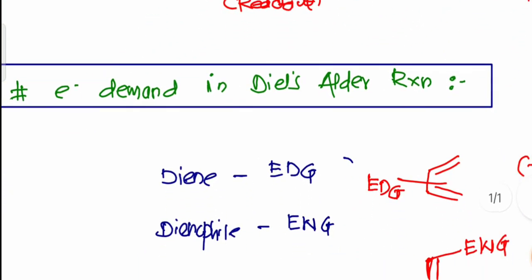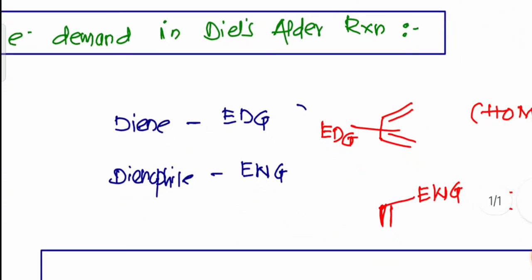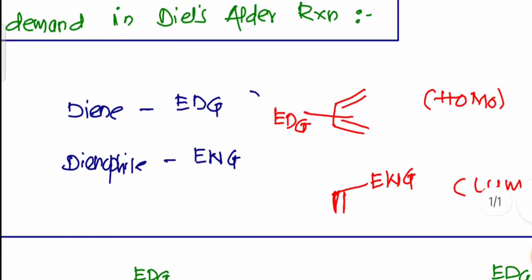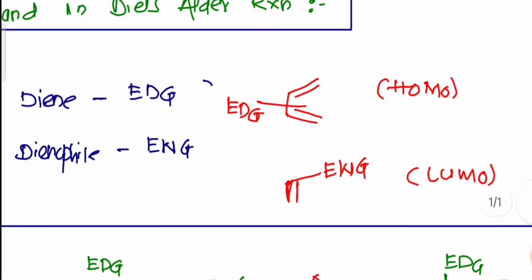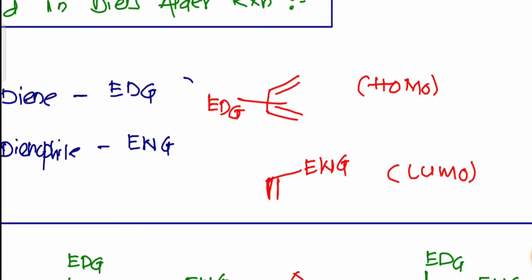Now what is the electron demand in this reaction? Your diene should be electron rich, that's why it is attached with electron donating substituents, while the dienophile should be electron withdrawing, attached with electron withdrawing substituents, which means it acts as the LUMO. So the primary interaction between this diene and dienophile is called the HOMO-LUMO interaction.